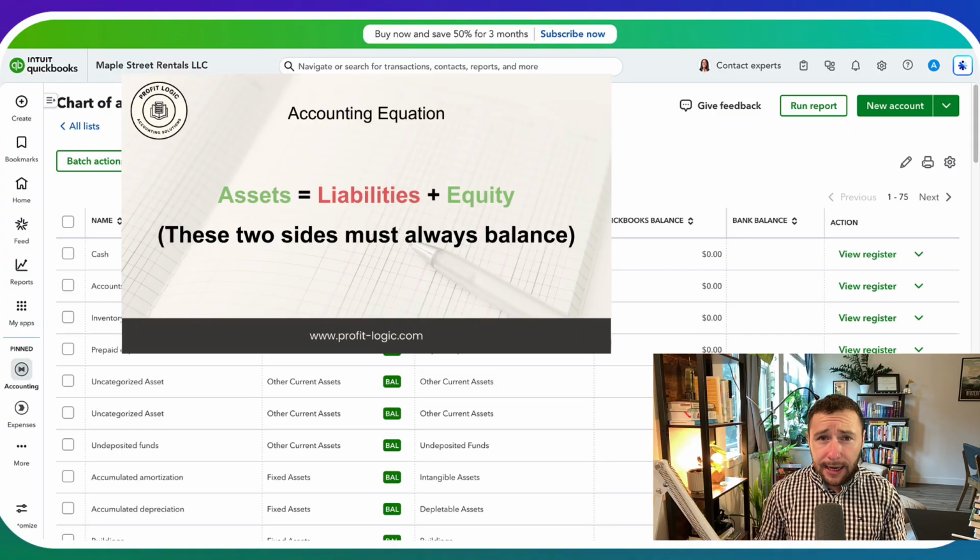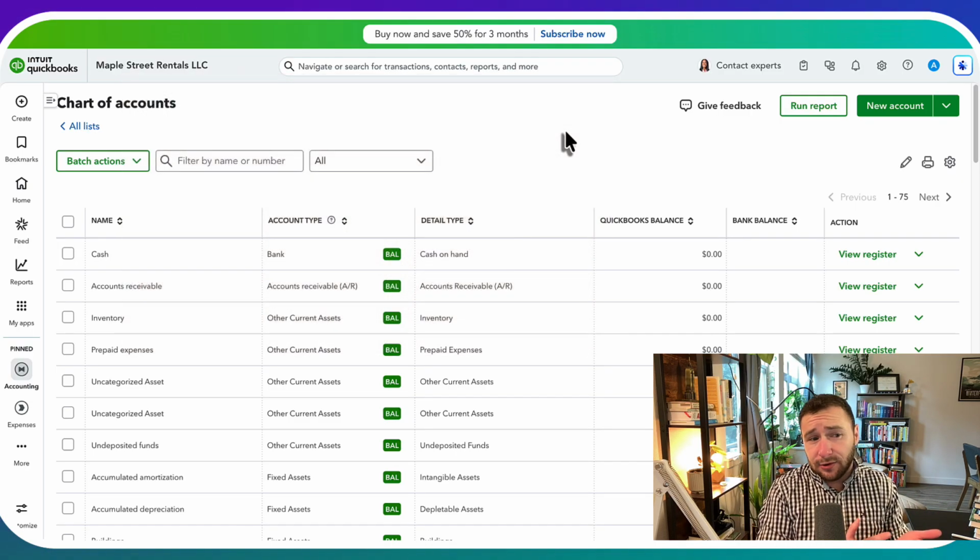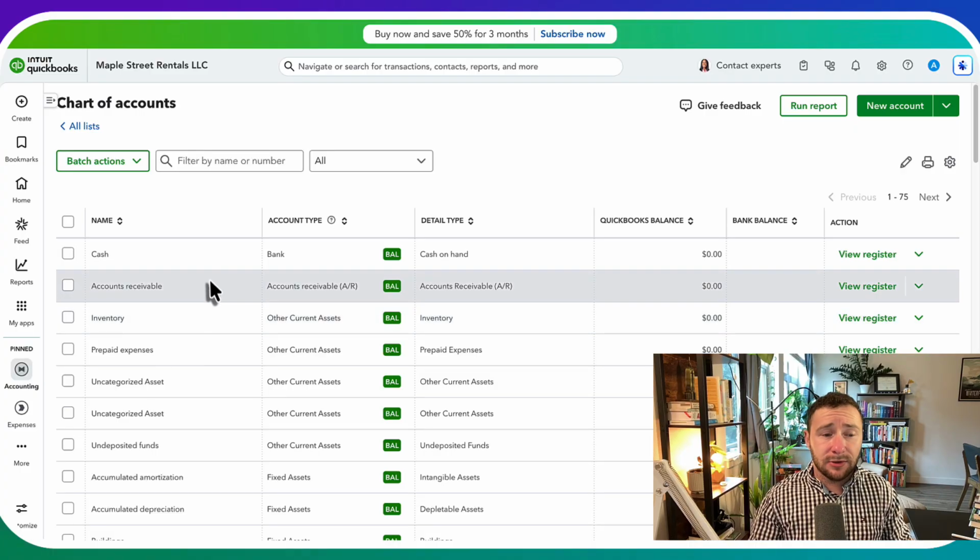You probably know what an asset is. It's like cash in the bank. It's the house that the business owns or you own. Assets are everything the business owns. And this can also include things like accounts receivable, money that's owed to the business, or inventory.